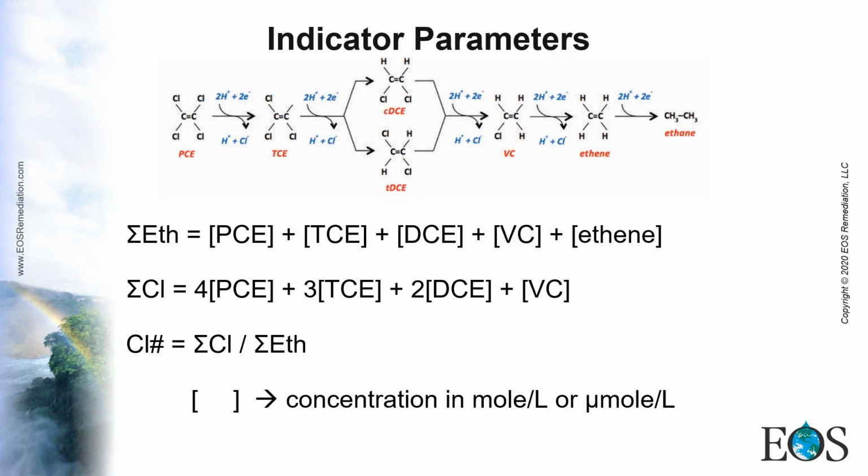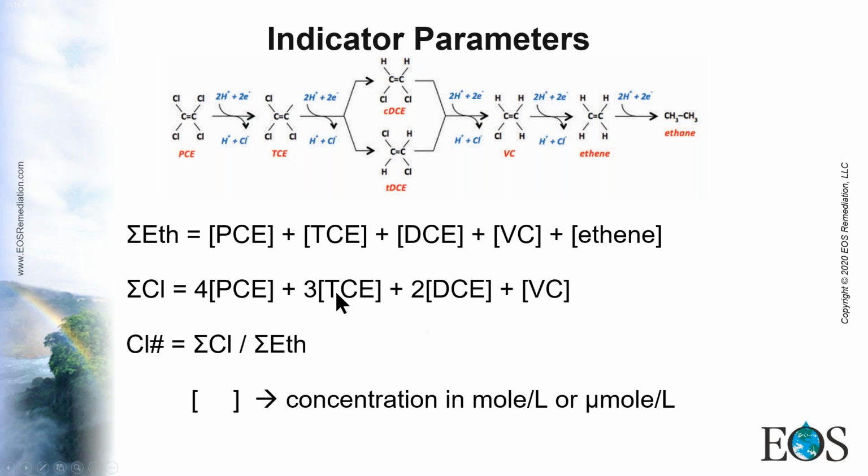What we'll do is we'll basically take the measured concentration in a well of each of the compounds, divide it by the molecular weight, and that way you convert the concentration from milligrams or micrograms per liter to moles or micromoles per liter.